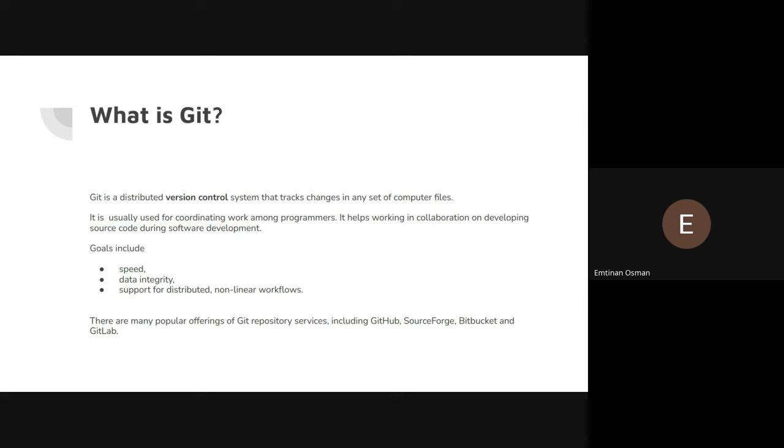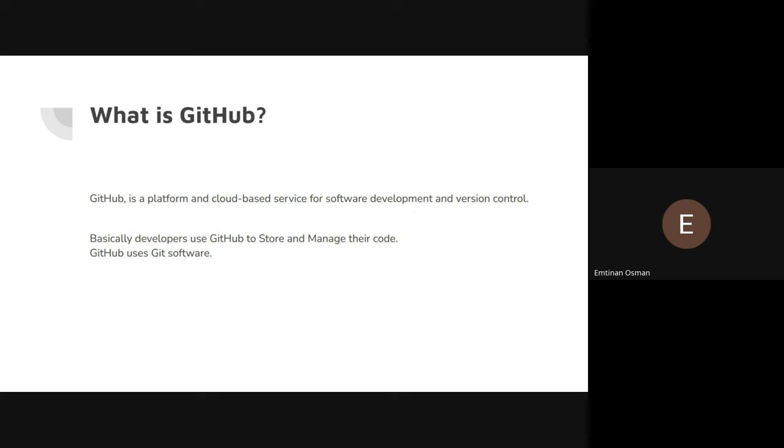So I was talking about Git and GitHub. Basically, Git is a system that allows us to keep track of changes that we make to the files in our code, especially when multiple people are working on the same code. GitHub is an open source... let me just change this slide. GitHub is a cloud-based platform where we store the code and manage it.